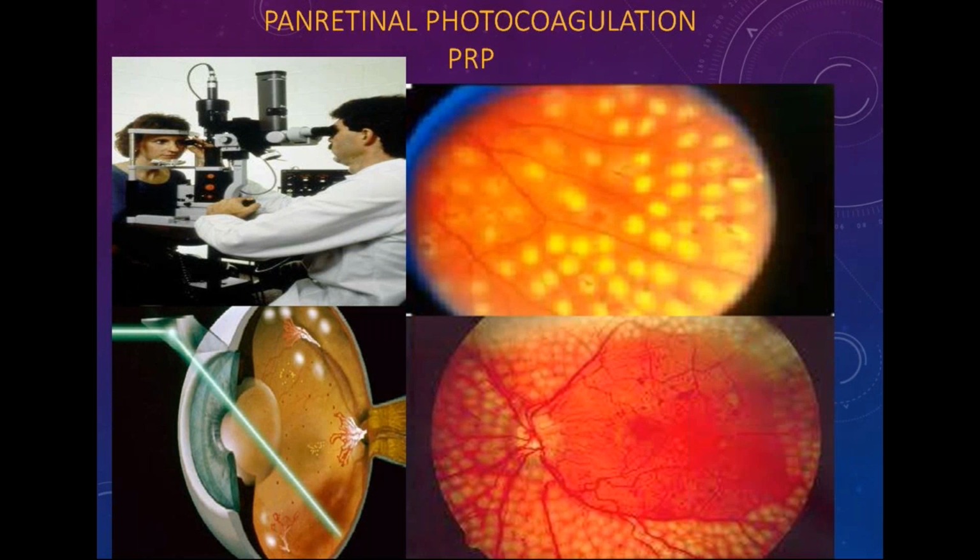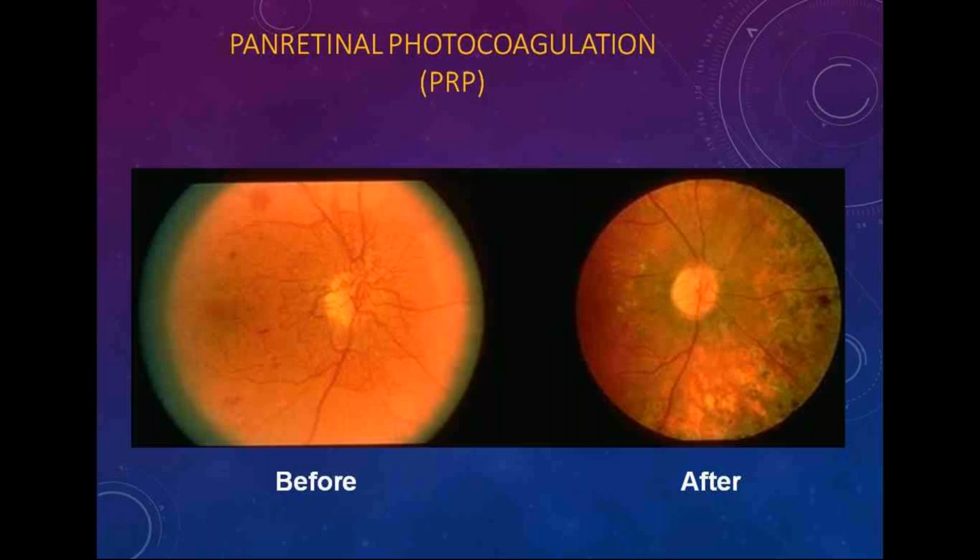This is a picture of pan-retinal photocoagulation, where you have to give about 3000 burns to the entire posterior retina. This is a picture before PRP and after PRP. You can see the regression of the vessels.